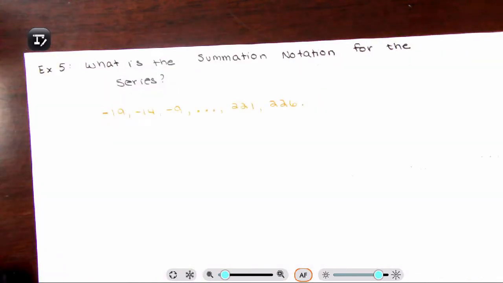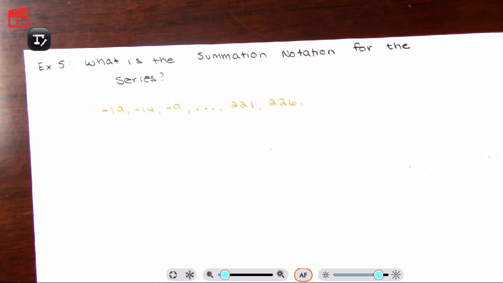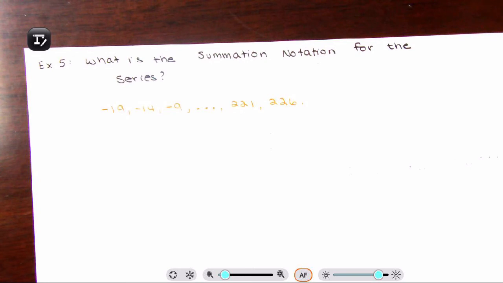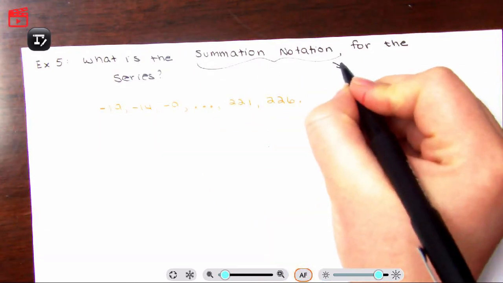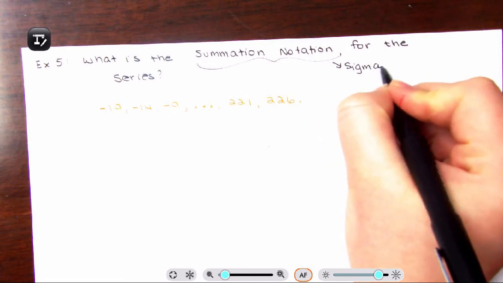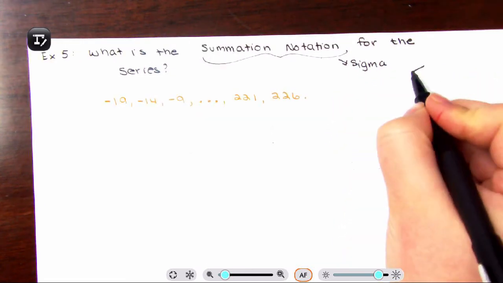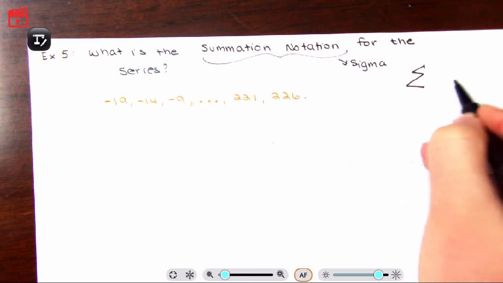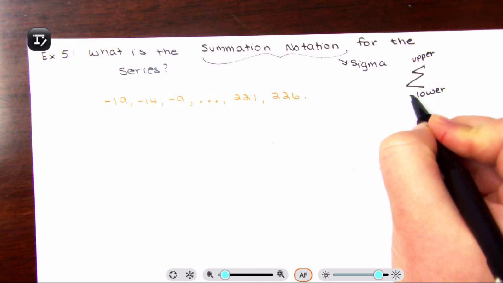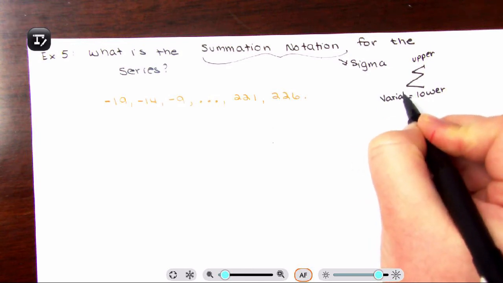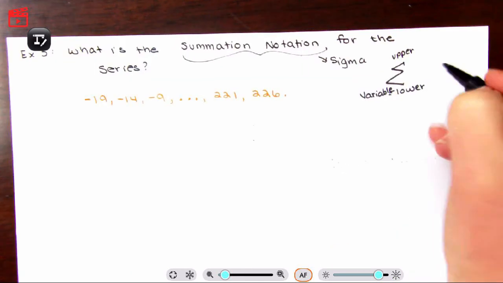All right, beautiful people. Let me see if we have any more. Oh, we have one more example. What is the summation notation for these series? Oh, let's do this one. This one's not going to take too much time. This one here is asking for summation notation. Summation notation is sigma notation. Capital sigma. So again, we want our upper limit, our lower limit, we want our variable. You can choose whatever variable you want, and we want our equation.